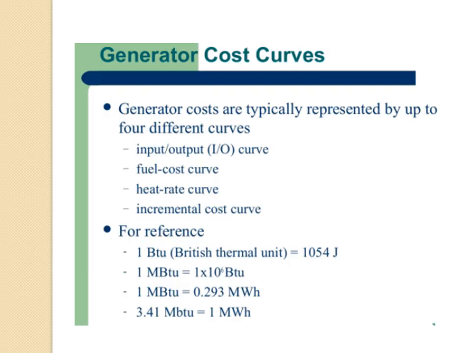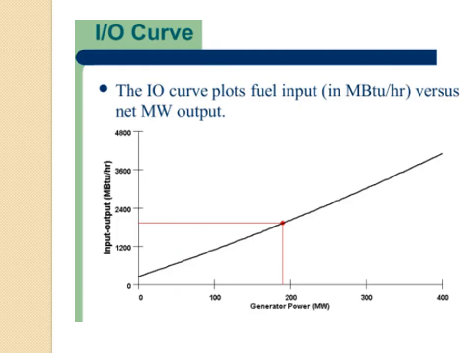Generator cost curve. Generator costs are typically represented by up to 4 different curves: input output curve, fuel cost curve, heat rate curve, and incremental cost curve. For reference, one British thermal unit equals 1054 joules and 1 MBTU equals 10 power 6 BTU. So this is the input curve. The input curve plots fuel input versus megawatts output.